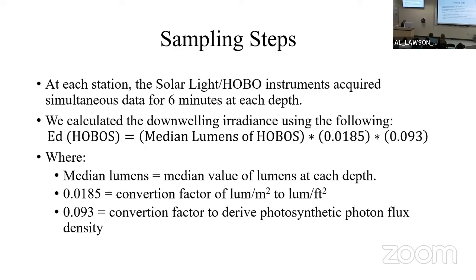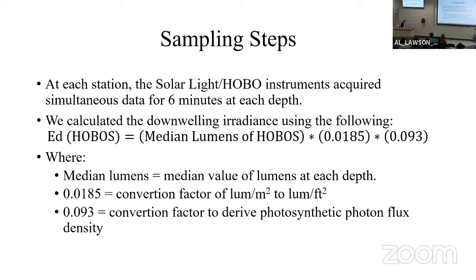Once we did so, we downloaded that data via the Bluetooth application, from which we obtained a CSV file. We then applied the following equation in Excel in order to calculate the downwelling irradiance. As you can see here, the median lumens is the median value of lumens at each depth. The 0.0185 is the conversion factor of lumen/meter squared to lumen/feet squared.